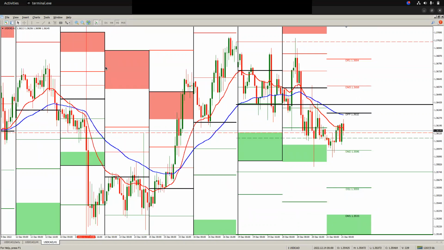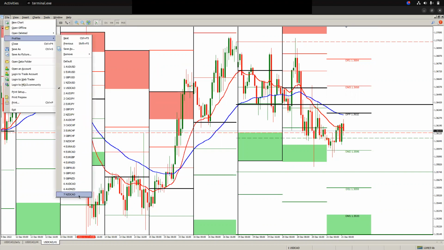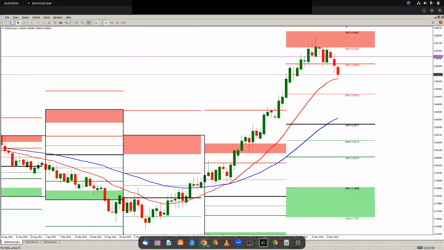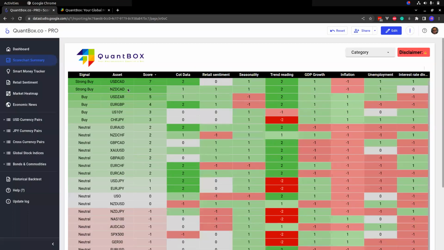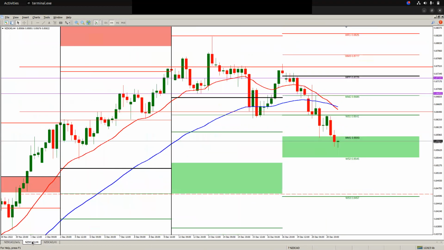In addition to that, what you could also do is look at your other CAD pairs, for example, KiwiCAD, which is also coming through with a strong buy on Quant-in-a-Box. And you could say, okay, well, am I currently at support? And you notice that you've got the D21 over here. Okay, and on an H4 perspective, you're currently at a profit-taking zone. I would like to see more than just a profit-taking zone. I'd like to see some support left-hand side.